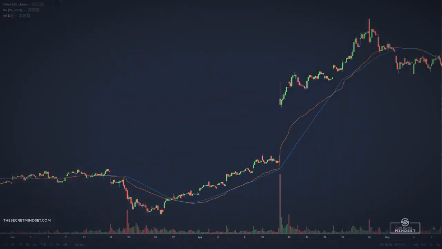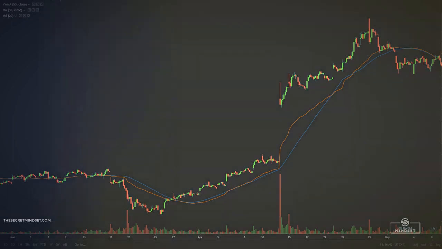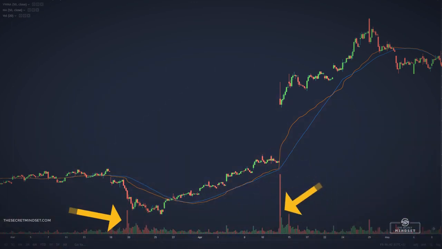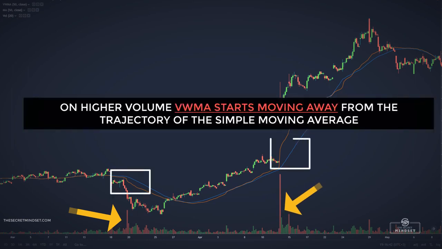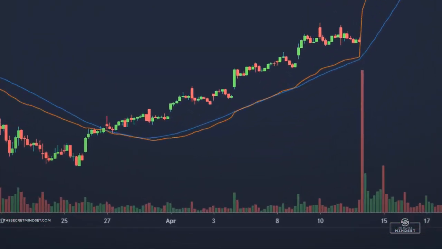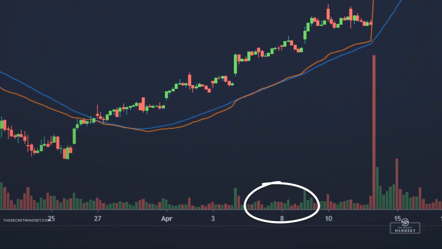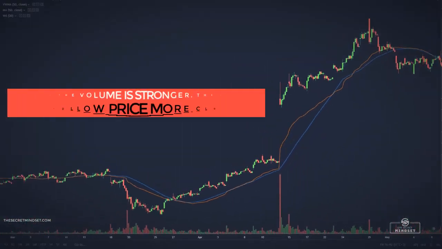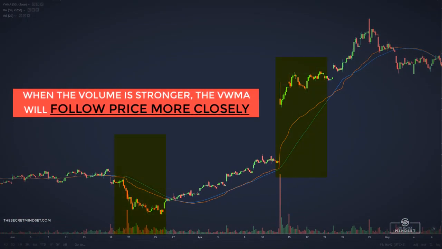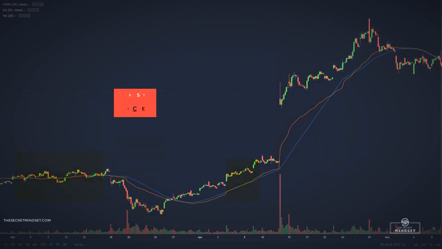So if you pay attention to the volume at the bottom of the screen, you'll notice that when we have a big volume candlestick, the volume-weighted moving average starts moving away from the trajectory of the simple moving average. Then, when we have lower market volumes, the simple moving average and the volume-weighted MA are very close in value. When the volume is stronger, the volume-weighted MA will follow price more closely, and when the volume decreases, it will mimic a simple moving average.